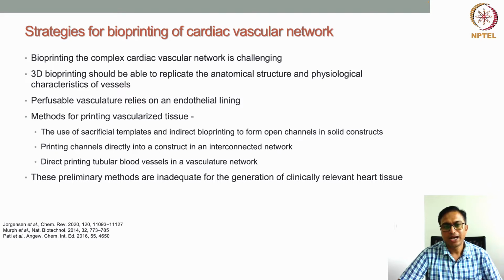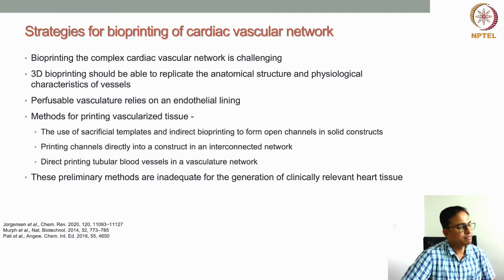Another thing is, when we start to use bioprinting for replicating or fabricating any part of the heart, any anatomical structure, or when we try to print it with blood vessels, a vascularized heart muscle, then replication of that particular anatomical structure and the physical characteristics of the blood vessels is very important, so that we can generate an artificial heart, or a part of that heart, that has the function that is required, right?